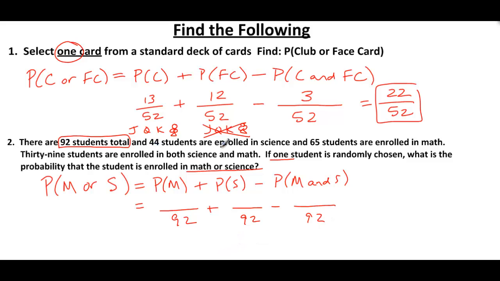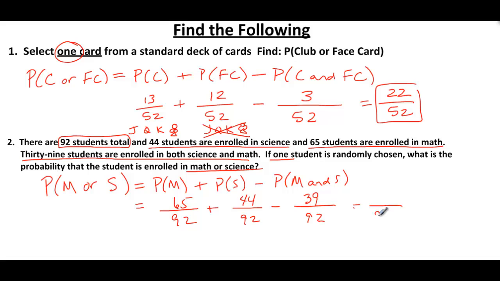It said 44 students are enrolled in science. And be careful of how the problem is worded as opposed to your formula, because it might not always go from left to right. So 44 students are enrolled in science, 65 are enrolled in math, and 39 are enrolled in both math and science.